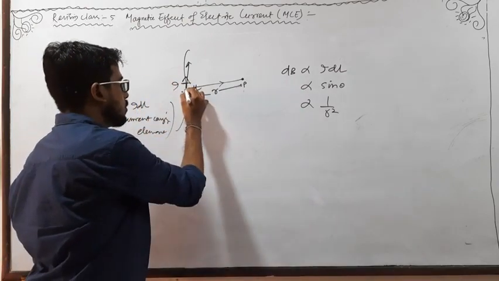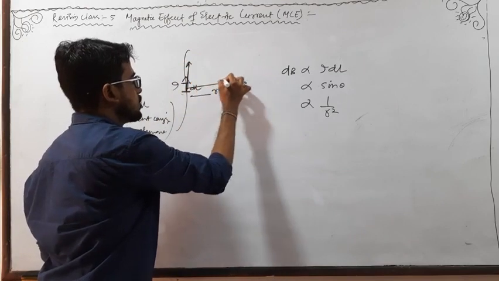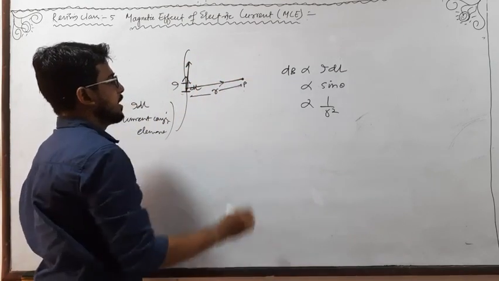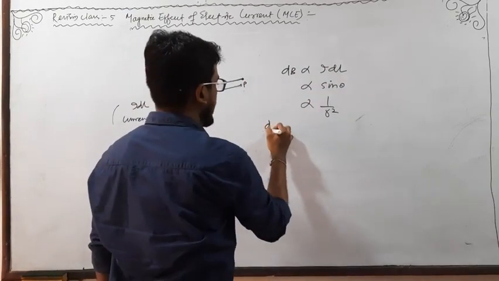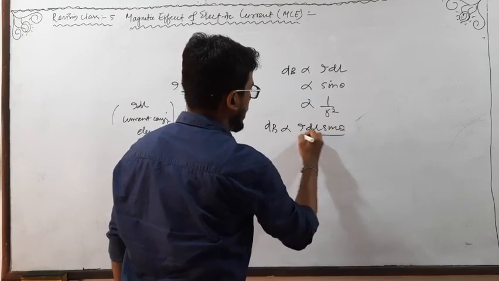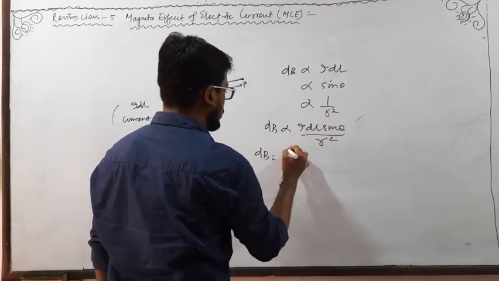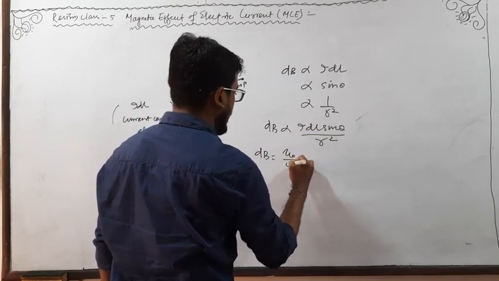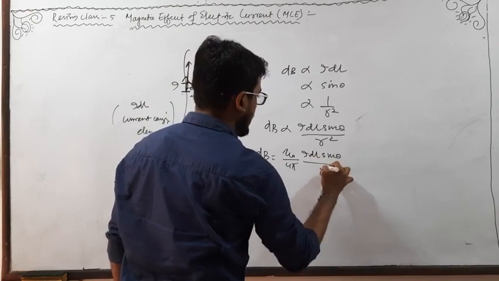at the point where we are considering the current carrying element. Here, the direction of the current carrying element will be tangent to the conductor, and this is the direction of the position vector of the point of observation P. So this angle here will be theta. Combining this, we can write dB is proportional to I dl sin theta divided by r squared, or if we remove the proportionality symbol, it becomes the constant mu naught by 4 pi into I dl sin theta divided by r squared.